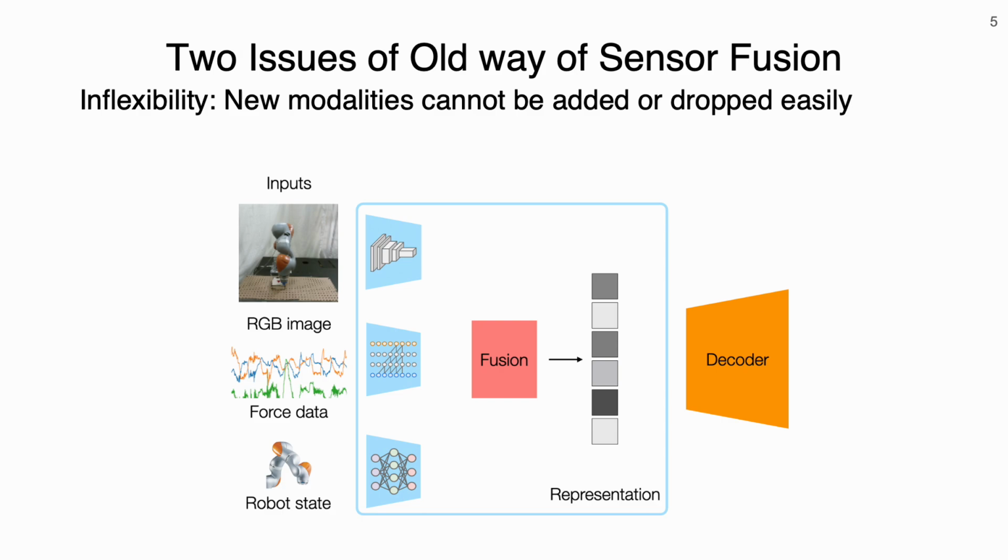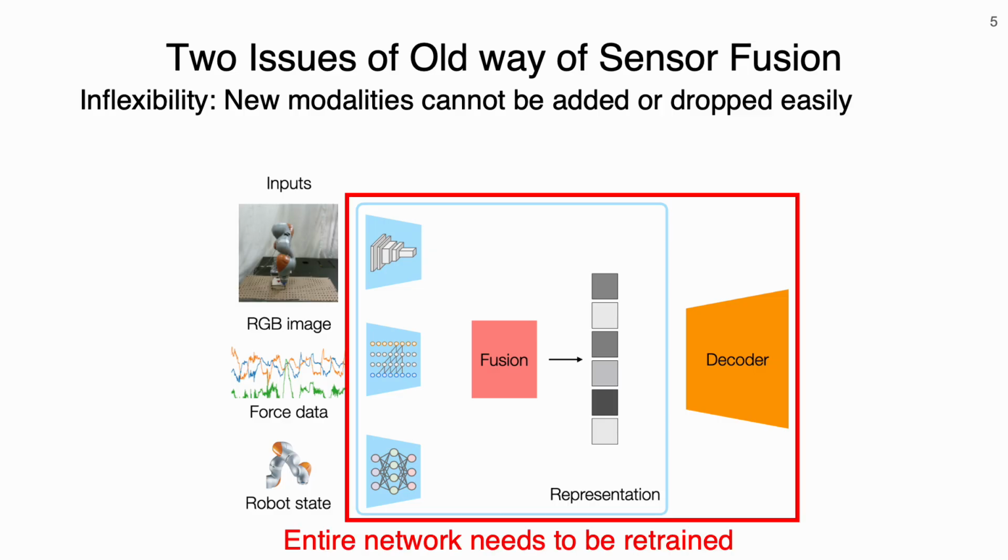The second issue is inflexibility. If you want to add or remove a modality, say introduce audio or remove depth, you cannot just adapt the network. You have to retrain the whole thing from scratch, which makes it impractical in real-world settings where sensors change.